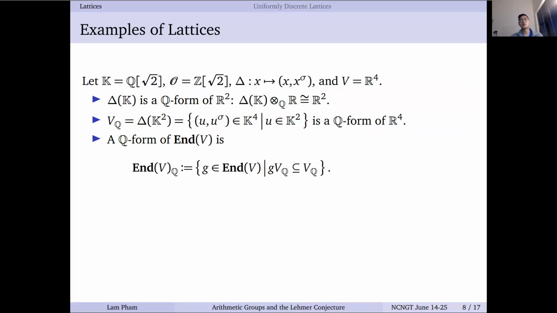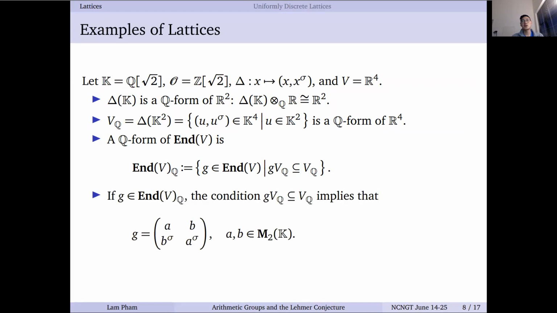Now, we work with groups of matrices. So we want to look at the endomorphism space of V. Now, for the endomorphism space of V, I'm looking for a Q form, meaning that when I tensor with R, I will also obtain the endomorphisms of V. So one way to do this is to define that Q form to be all the matrices which preserve this subspace VQ. So inside K4, I'm looking specifically for vectors of the type (u, u sigma), and I take all the endomorphisms that stabilize this subspace. And this is then a Q form, in that when you tensor, you obtain indeed the endomorphisms of V, and we can write it down somewhat explicitly.